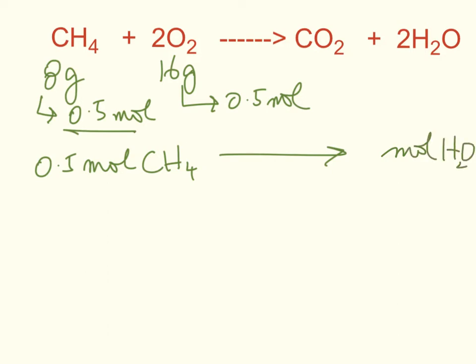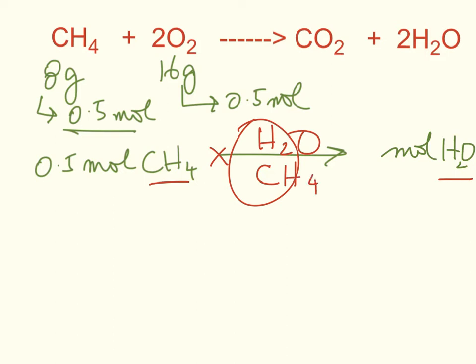Again, the way we do it, we multiply this by a conversion factor. H2O is the required substance. We write H2O on top. CH4 is here. We put CH4 at the bottom, and then we look at the coefficients. We look at these coefficients in the balanced equation, and we find that you have 2 H2O and you have 1 CH4, and this cancels and that cancels, and 0.5 times 2 becomes 1 mole of water.